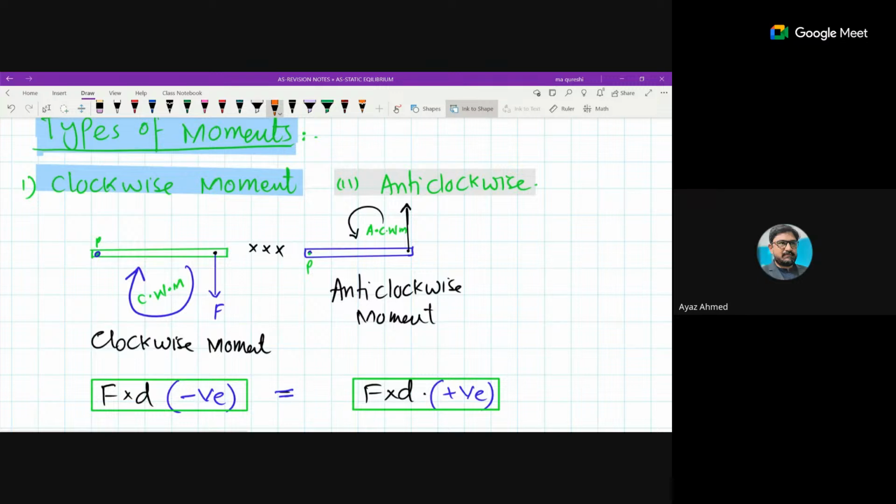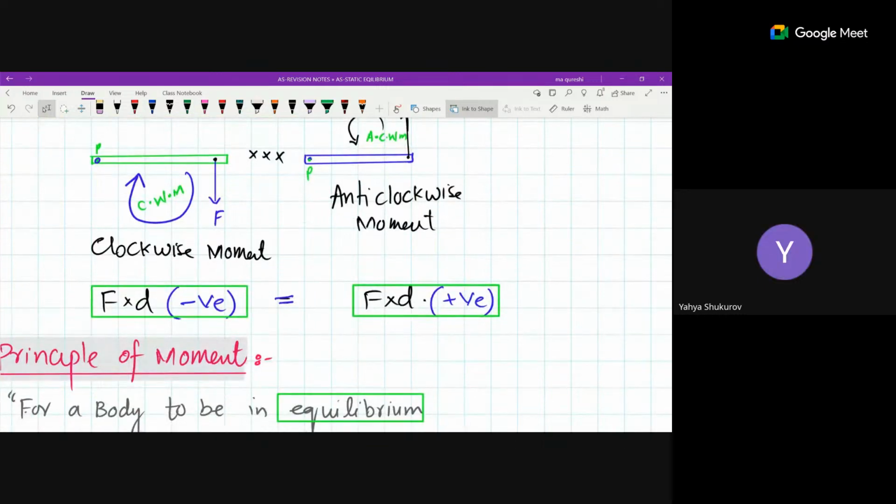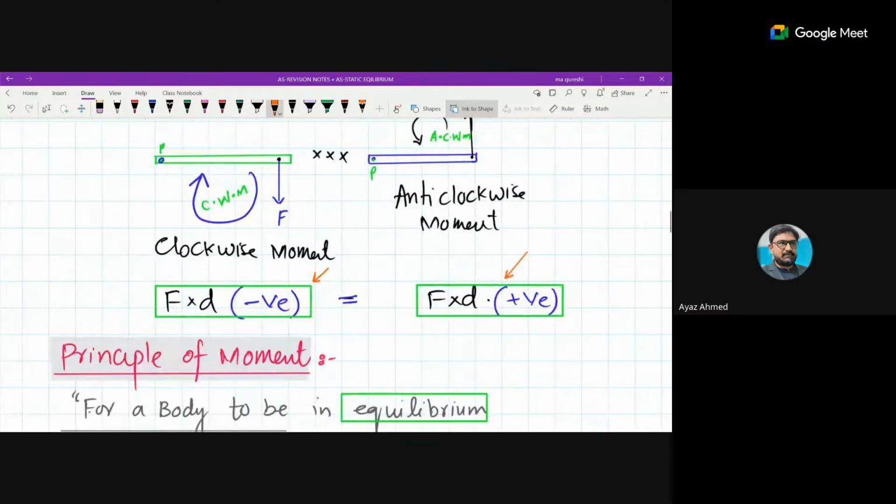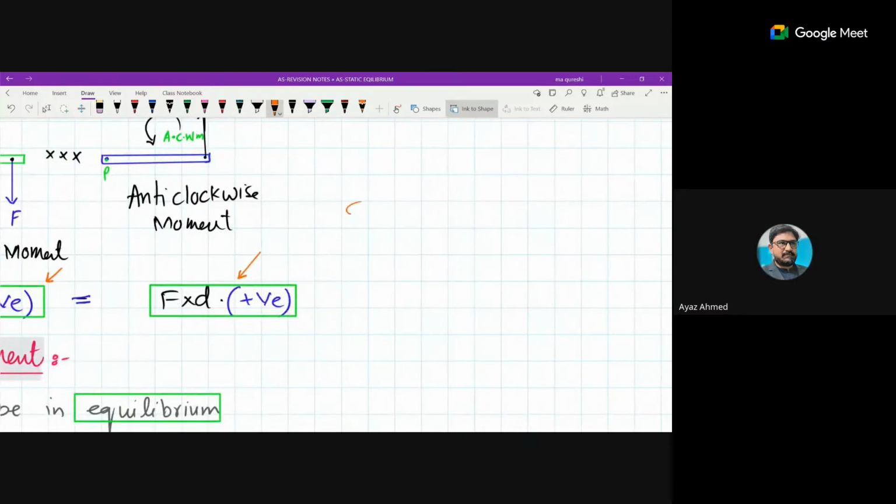Is it clear to you? So it's clear. A moment which is clockwise is considered as negative, and a moment which is anti-clockwise is considered as positive. This is very interesting, that clockwise and anti-clockwise moments are actually represented by a grip rule.